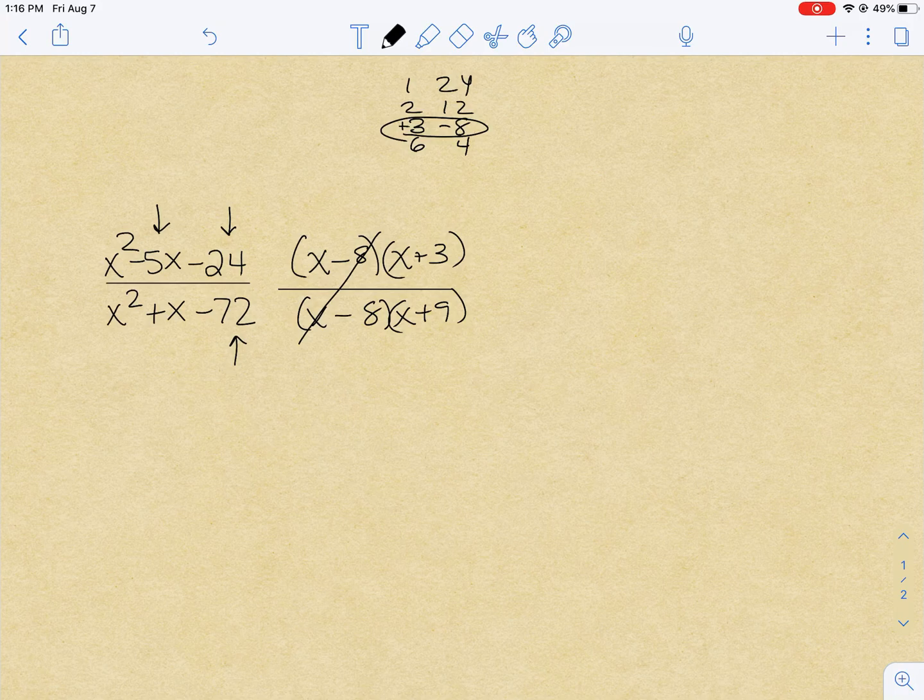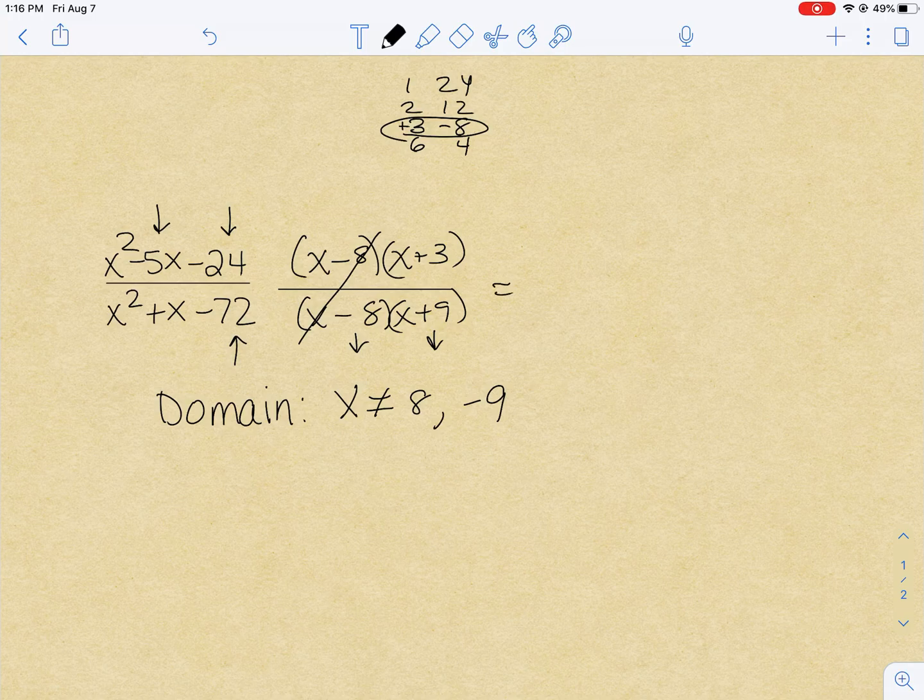Okay? The other thing we want to look for here is the domain. Now, your domain on these, you cannot divide by 0. So our domain is what would make those two denominator factors be 0. So in this case, x cannot equal 8, and it also cannot equal negative 9. So we want to make sure we know what that domain is.